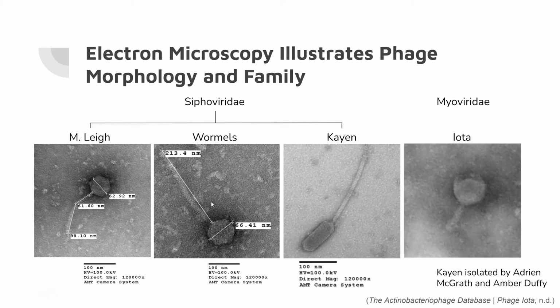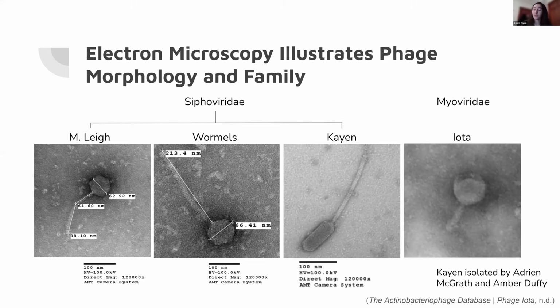And so while not all of the phages in the Siphoviridae family have icosahedral heads, as we see here in Kayan, a phage isolated by Adrian and Amber in this semester's section of MCDB 1161, Kayan has a prolate head, which is kind of this extended oblong form. But as we can see, the tail length of Kayan is still significantly longer than its head diameter. And so it's still characterized as a Siphoviridae phage.